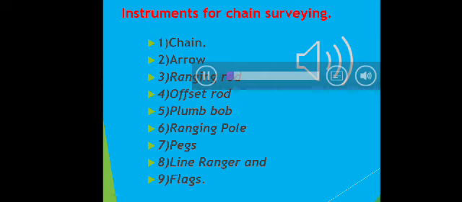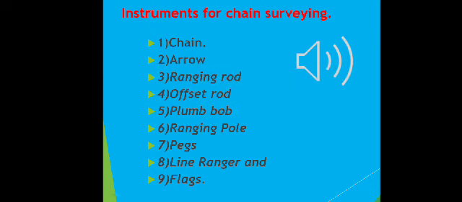In this slide, different instruments which are used in chain surveying are to be discussed. These instruments are chain, arrows, ranging rod, offset rod, plumb bob, ranging pole, pegs, line ranger and threads.